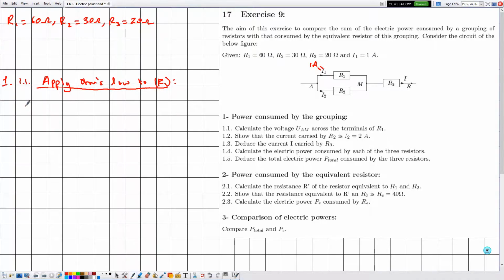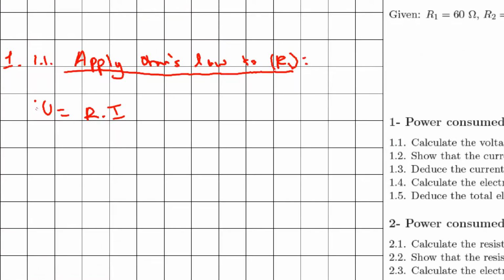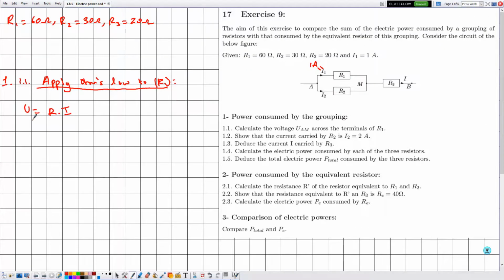Ohm's law is given by U is equal to R multiplied by I. No need to construct a triangle because we are interested in determining the value of U, which is across R1, given by UAM. R1 traversed by the current I1 gives 60 multiplied by 1, which is equal to 60. Since everything is expressed in the SI, the value of UAM will be in volts. Then UAM is equal to 60 volts.